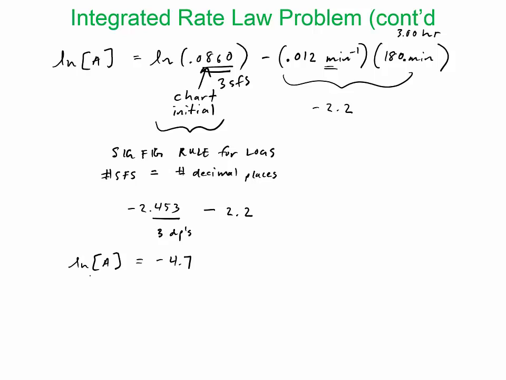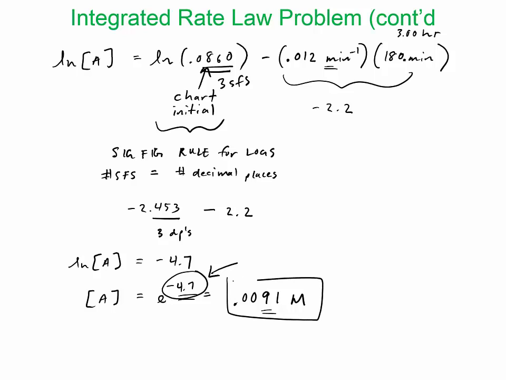So if I exponentiate both sides, to get rid of the natural log, then I get e to the negative 4.7. If I run this through the calculator, I get 0.0091. I do need to check this. If you exponentiate, I believe it's sig figs to sig figs. So since this has two sig figs, your result should have two sig figs, and that's the final answer.